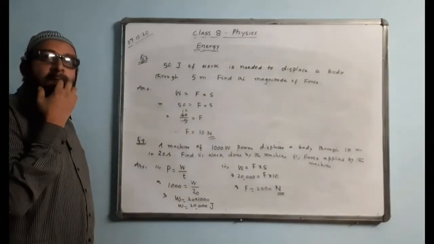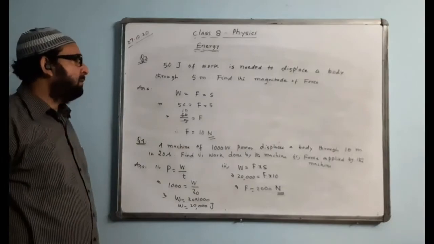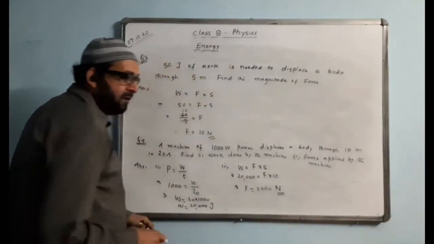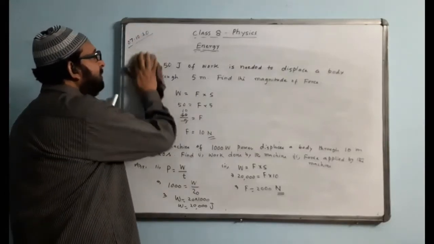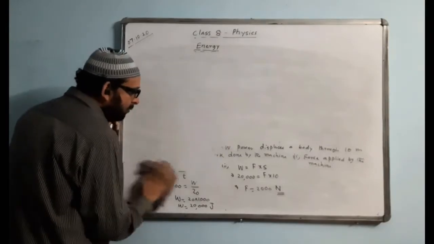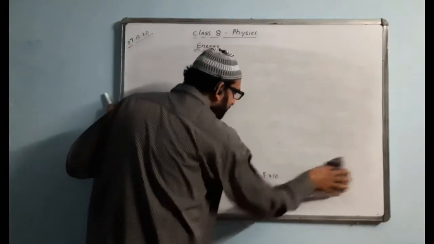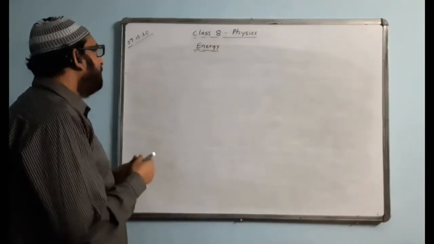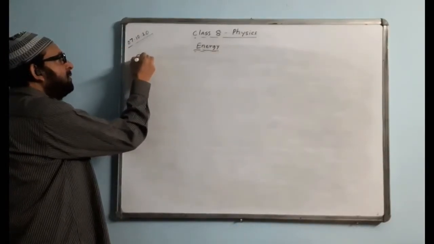So this type of problems you can expect. These are simple ones only. You have to follow the formula of work and power, and you get the answers. One thing will be unknown at a time, so you are calculating the value of that unknown thing. Now the next heading is energy.